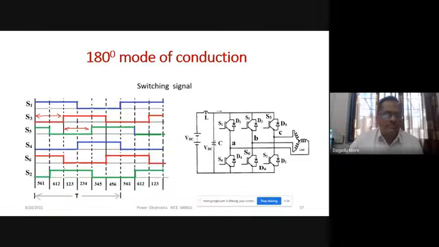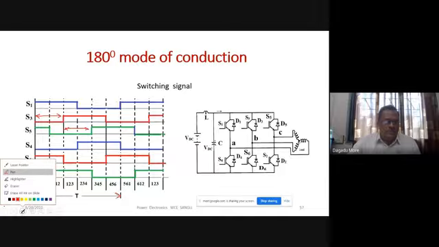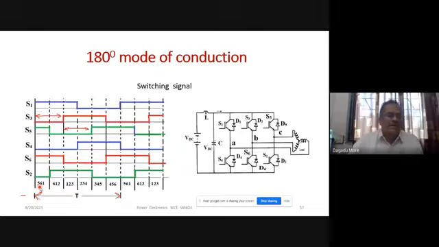So we have drawn the switching signals, and we have shown it here for 1 cycle time, the time period T. In this cycle we have shown 60 degrees divisions, and we have shown the conducting devices. In the first 60 degrees the conducting devices are 5, 6 and 1. Similarly, the next 60 degrees 6, 1, 2, then 1, 2, 3, 2, 3, 4, 3, 4, 5, and 4, 5, 6.